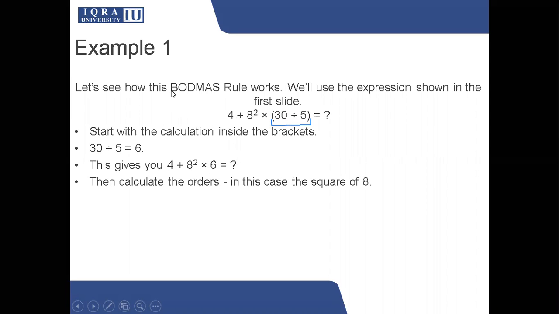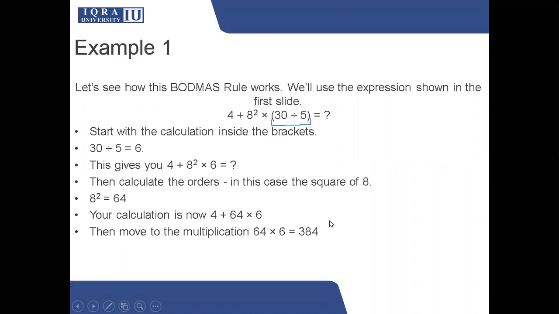After this, we're done with the B, the brackets. Then we have to move on with the O, the orders or the squares, right? So we have to see, is there a square anywhere over here? Yes, there is. 8 is being raised to power 2. So we have to square the number 8. 8 squared is 64. Replace this right over here. What we get is 4 plus 64 times 6. Next up is division, but nothing is getting divided anywhere over here. So we'll skip that and we'll move on to multiplication, the M part. So we have to multiply 64 with 6. We cannot add 4 and 64. We have to first of all multiply 64 with the number 6, which gives us 384.